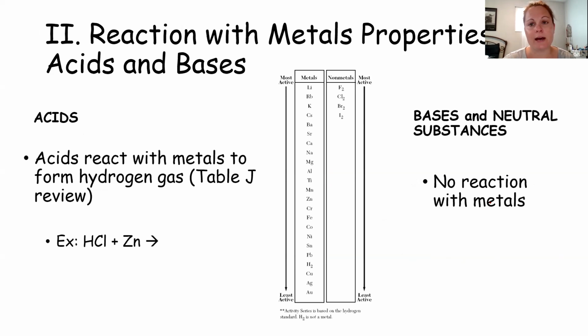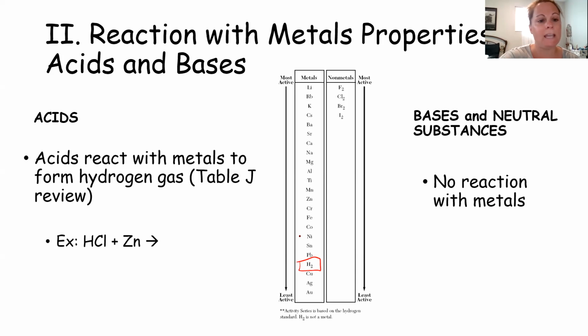Property number 2 is how acids and bases react with metals. When it comes to acids versus bases, acids, according to the virtual lab, are the ones that react with metals to form bubbles or gas. This one's not that hard to remember because acids react, and bases and neutral substances do not react with metals. This goes way back to when we talked about Table J. If a metal is more active than hydrogen, which is typically found in acids, it will form a chemical reaction.